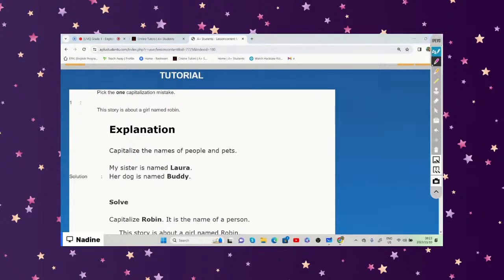All right, so if we select the mistake, then it is Robin, right? Because Robin is a name of a person. So if Robin is the name of a person, then how are we going to correct that mistake? How are we going to correct this capitalization mistake? How are we going to correct it or rewrite it properly?